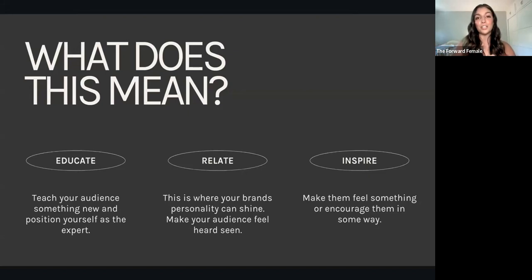Every piece of content you share doesn't have to encapsulate all of them, but it's good to consider that they will overlap. And if they do, you're just providing more and more value to your audience.